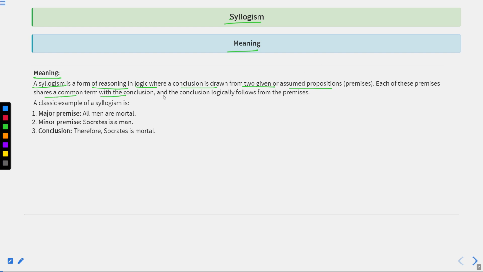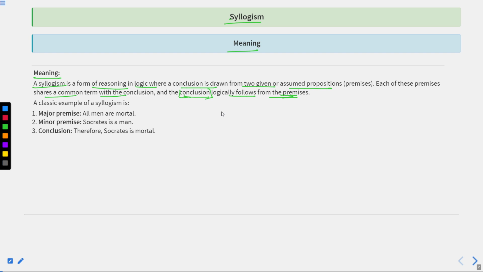Both the premises, ये दोनों जो statements आपके दिए गए हैं, वो कहीं ना कहीं से कुछ ना कुछ term conclusion के साथ attached होगा, and conclusions logically follow from the premises. So logically जो आपके conclusions आएंगे, वो conclusions कहाँ से आते हैं? वो आपके premises से ही आते हैं, जो statements दिए हुए हैं उसमें से ही आते हैं.